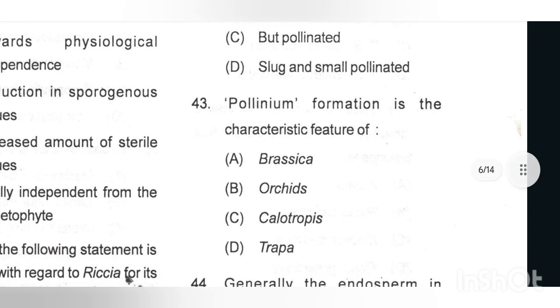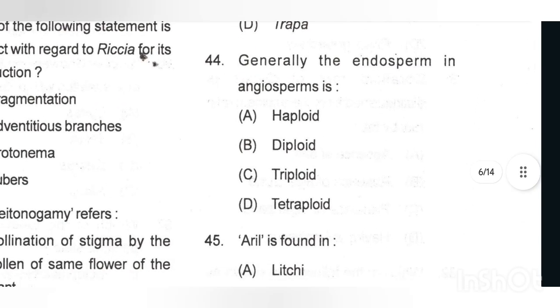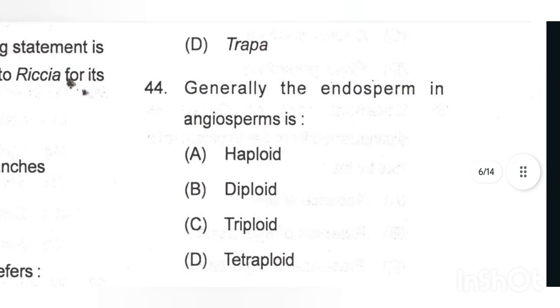Then pollinium formation is a characteristic feature of, actually it is present in Asclepiadaceae as well as Orchidaceae. So here the answer is both B and C. You can also tell that orchid is the right answer. You can also tell that Calotropis is the right answer. Then question number 44, generally endosperm in angiosperm.